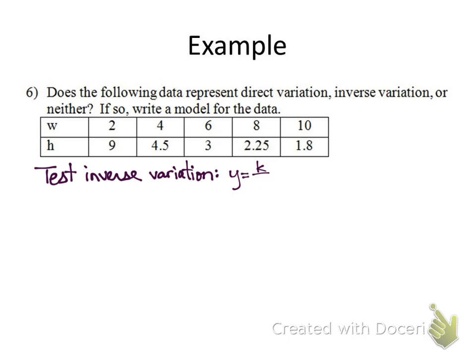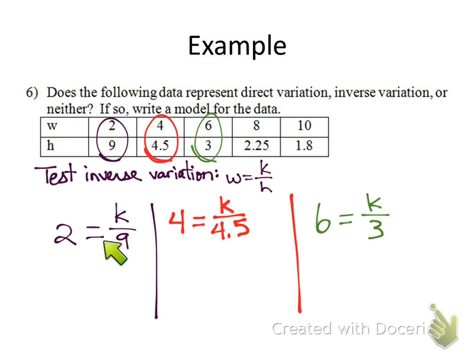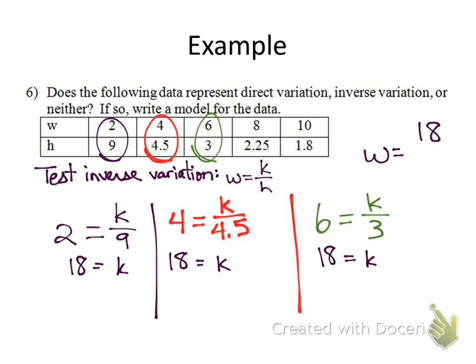Ooh, and I shouldn't use y and x because the table doesn't. So I'll use w and h. So I'm going to set up 3 problems. We're going to set them up in the same manner and figure out, will these k's all match? We get k's of 18 all around, so we are able to write an inverse variation relationship of w equaling 18 over h.